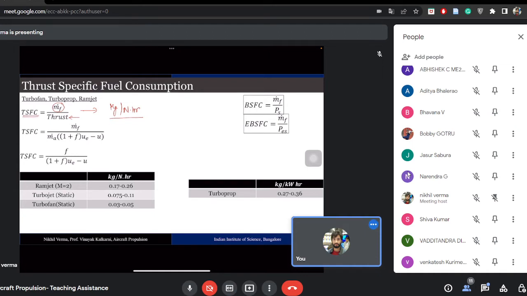If you substitute the thrust power, you can see that you get m dot a in the denominator, and if you rearrange, you will get the equation in terms of the fuel by air ratio. F is the fuel by air ratio, and the only other terms are the velocities, the exhaust velocity.